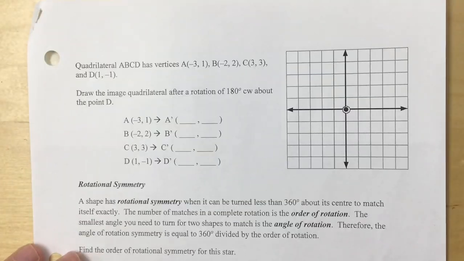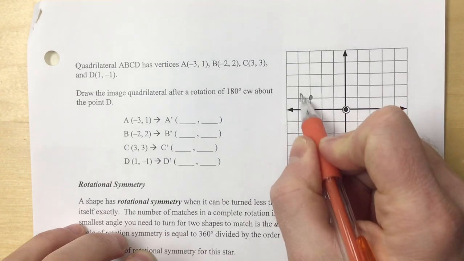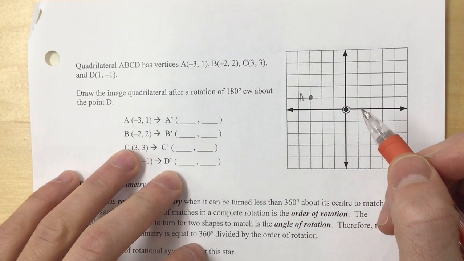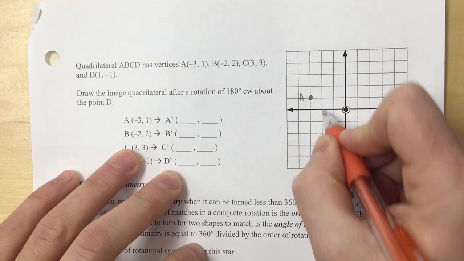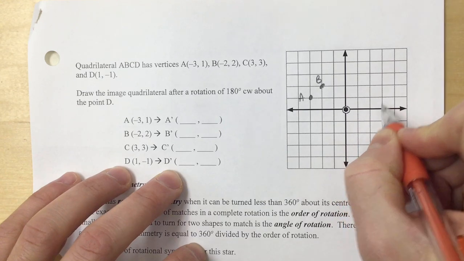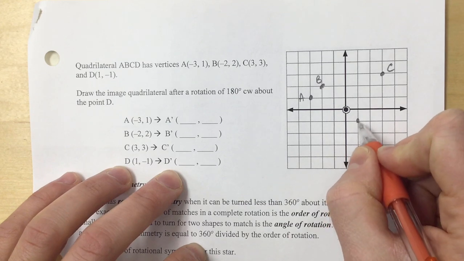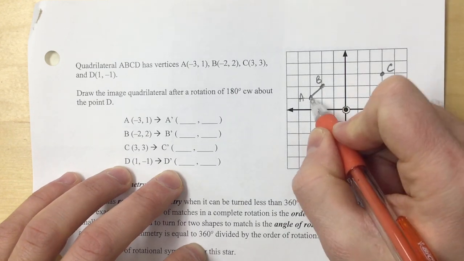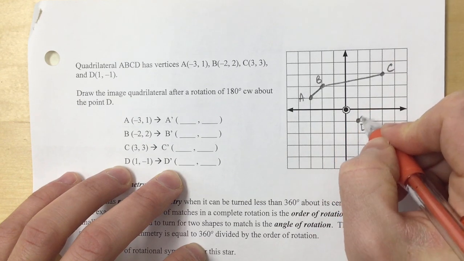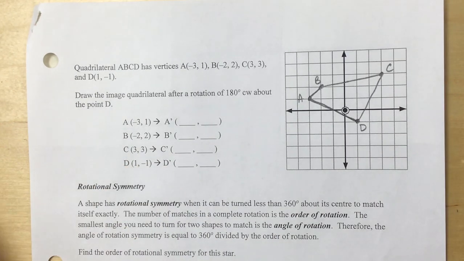Quadrilateral. Let's get that out of the way. Quadrilateral ABCD has vertices -3, 1, -2, 2, 3, 3. Weird shape. And D is at 1, -1. Okay, so it's a quadrilateral, so I know that I can then connect my points.